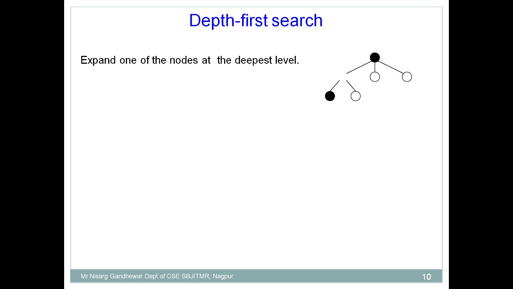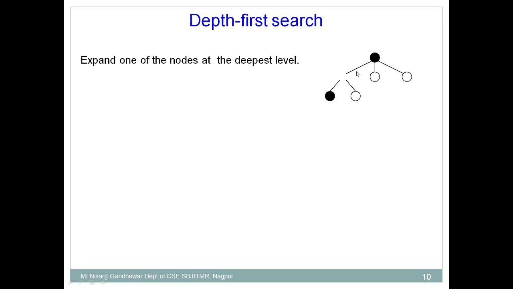Now the next thing we consider is depth first search. How is depth first search different? The way of searching is different. In breadth first search we consider all the nodes present at one level, but in depth first search we are not doing it like this. In depth first search we move in one direction first, expanding one of the nodes at the deepest level.